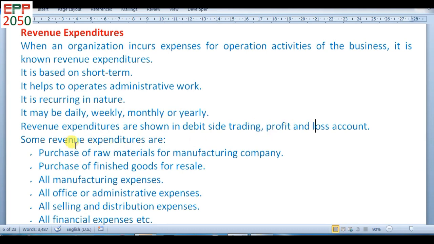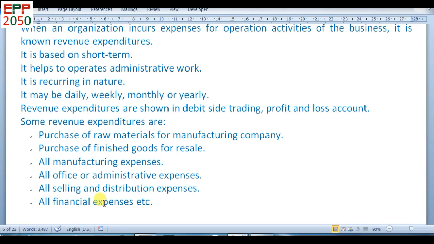Some revenue expenditures are the purchase of raw material for a manufacturing company, purchase of finished goods for resale for a trading company, all purchasing expenses, all office and administrative expenses, all selling and distribution expenses, and all financial expenses, etc.